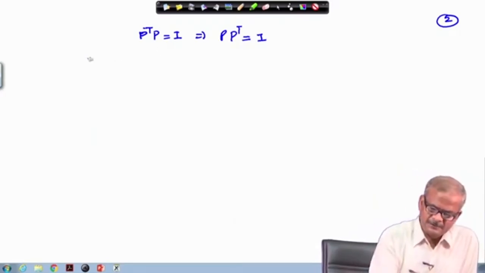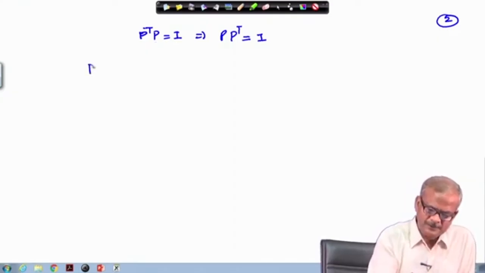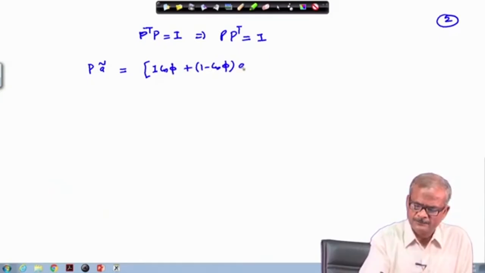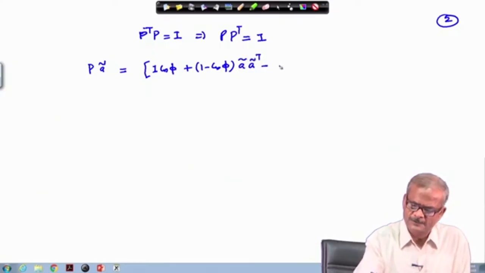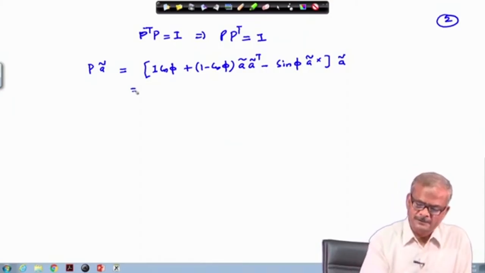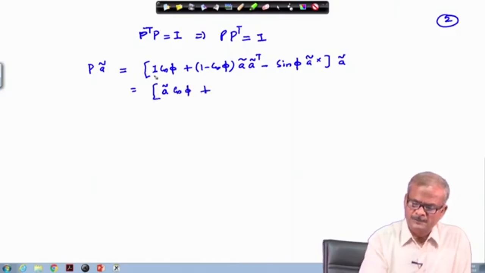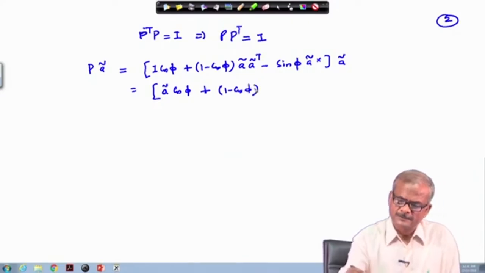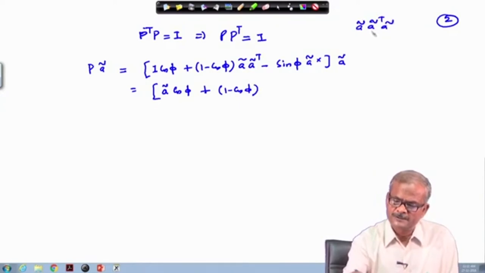Okay. Let us check that P is indeed the rotation matrix about the vector A. If we operate on A tilde by this P matrix, we have I cos phi plus (1 minus cos phi) A tilde A tilde transpose minus sin phi A tilde cross, operating on the vector A tilde. Here this gets reduced to A tilde cos phi, because the identity matrix multiplied by the vector A gives the vector A itself, and cos phi is a scalar, so it remains as it is. Then we have 1 minus cos phi and we will use the property A tilde transpose A tilde.